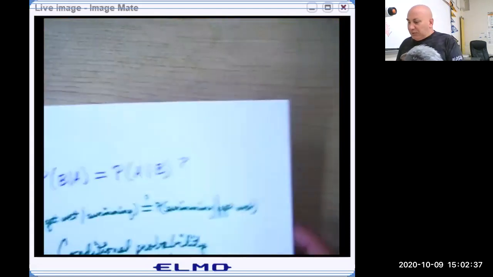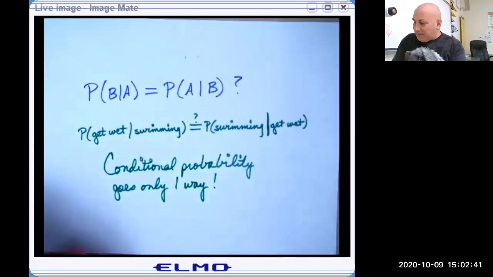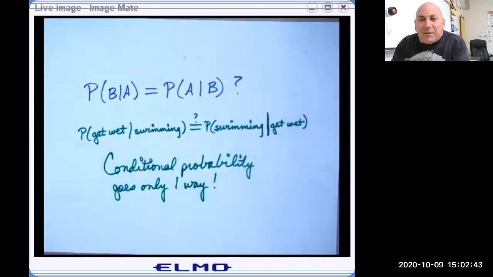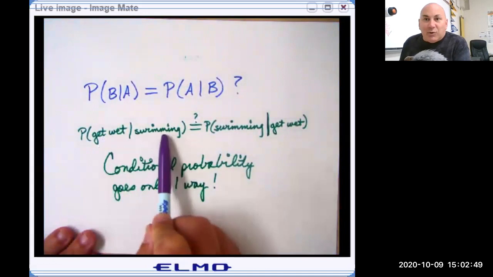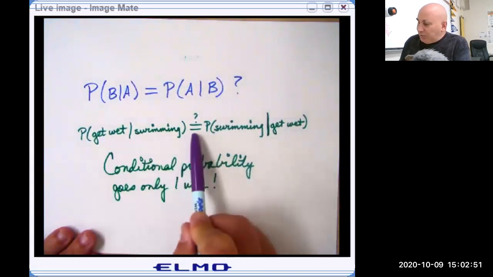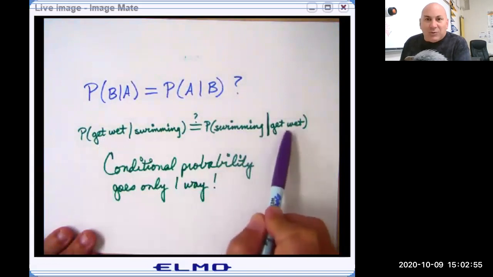So the question is: is the probability of B given A, or B given that A has already occurred, equal to the probability of A given B? And to help you remember that, I came up with this little example. Is the probability of getting wet given that you went swimming equal to the probability that you went swimming given that you've gotten wet? And the answer is no.